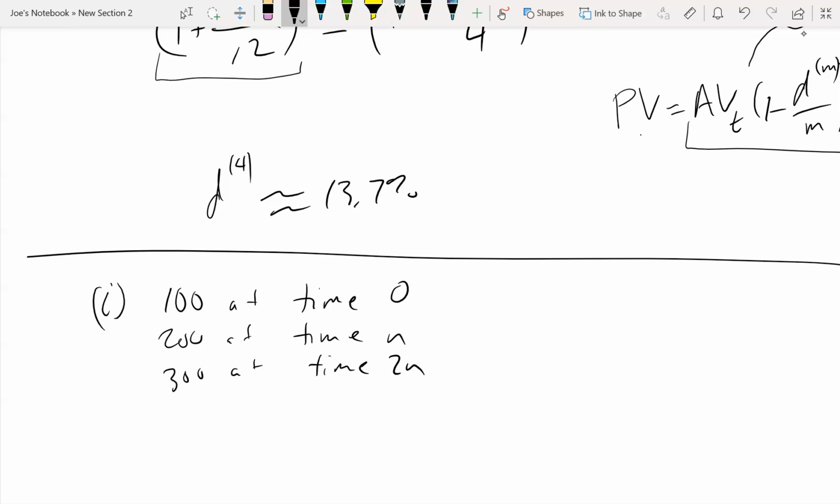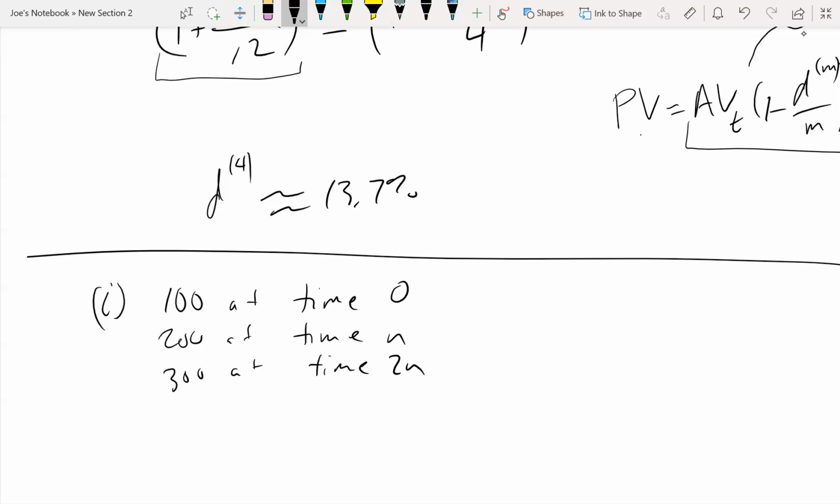I need to move it back. I need to put everything at the same time. Since it's present value, I need to put everything at time 0, because that's present value. There's a difference between present value and current value. Current value is whatever time you're talking about. Present value is always time 0.